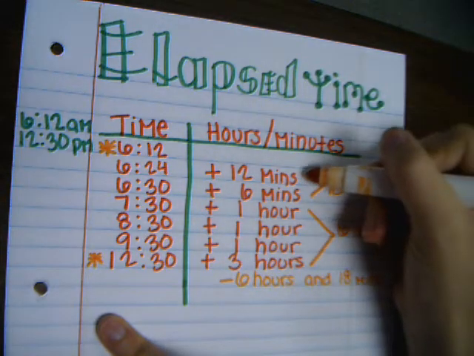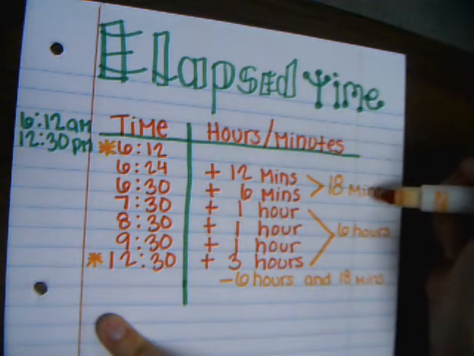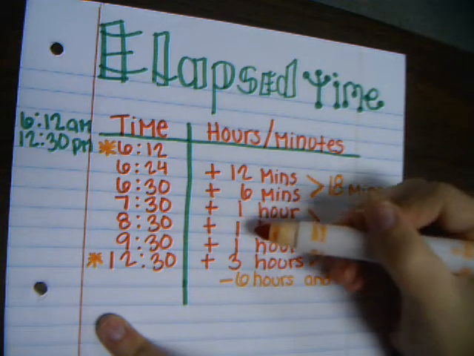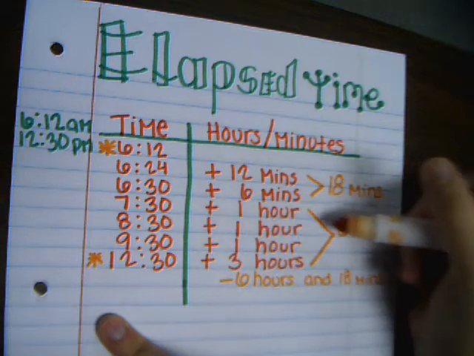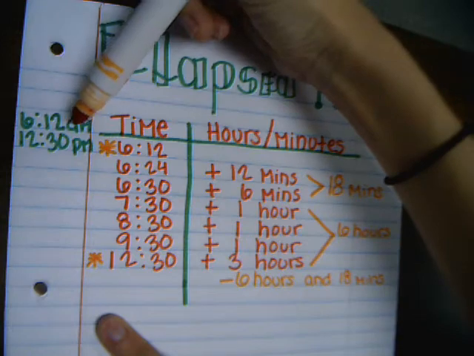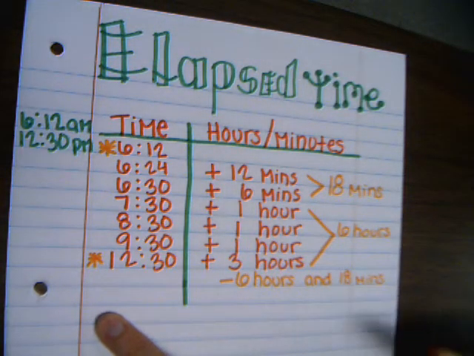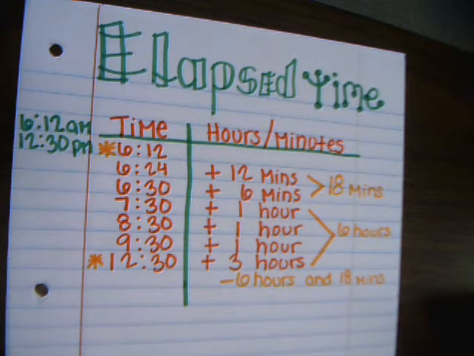So now go ahead and you tally up your minutes. 12 minutes plus 6 minutes is 18 minutes. 1 hour, 1 hour, 1 hour, and 3 hours is 6 hours. So from 6:12 a.m. to 12:30 p.m., 6 hours and 18 minutes elapsed. Now let's do one more problem together.